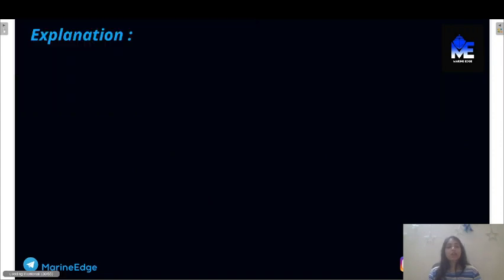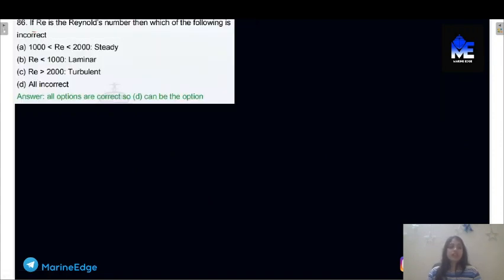Okay, moving on. Re is the Reynolds number, correct? Which of the following is incorrect? Now here, if Re ranges between 1000 to 2000, the water flow is steady, correct? If Re is less than 1000, the water flow is laminar. This statement is also true. And if Re is greater than 2000, then the water is turbulent. This statement is also true. So none of these statements are incorrect. So in that situation, either the option should be all correct, or since none of the options is correct, we can also mark it as all are incorrect because none of the statements are false. Okay, so option can be D.